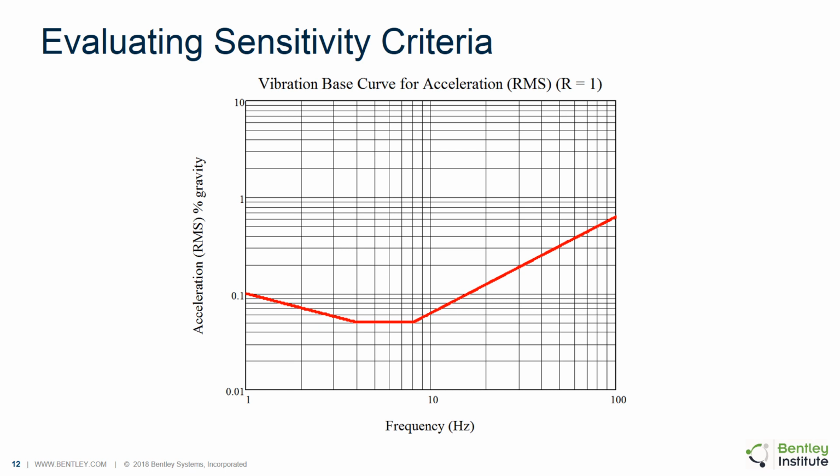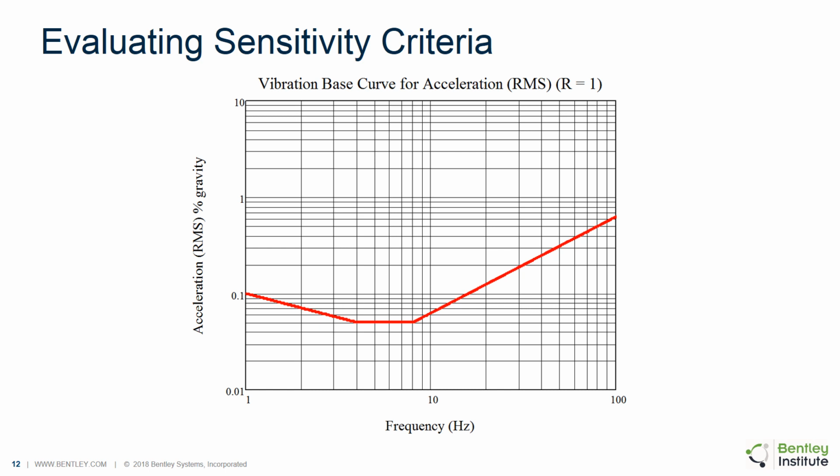What we're looking at here is a base curve for acceleration, and this red line in the curve represents the level of vibration based on acceleration that is just perceivable to humans. So this is at the threshold of human perception. And you'll notice that this is a root mean square value like we talked about in the last slide, and represented as a function of percentage of gravity.